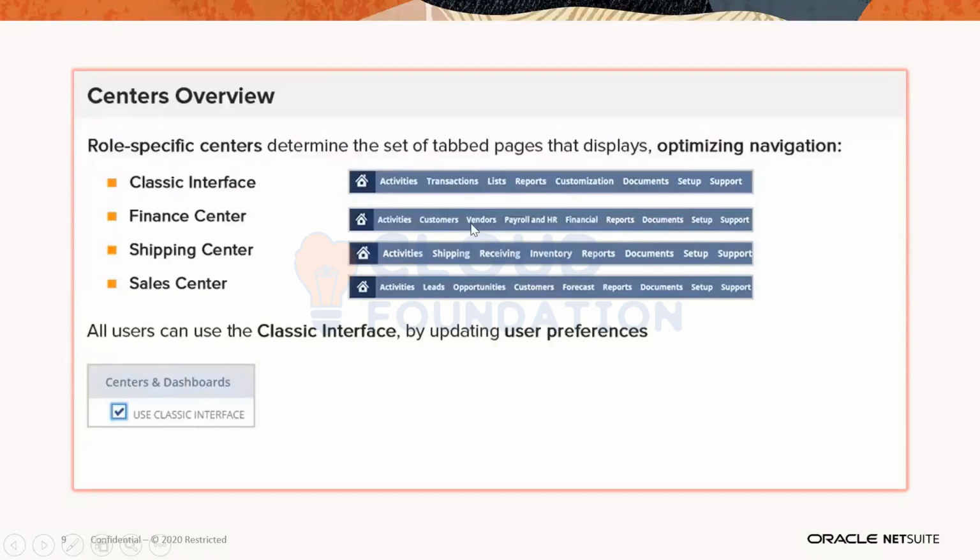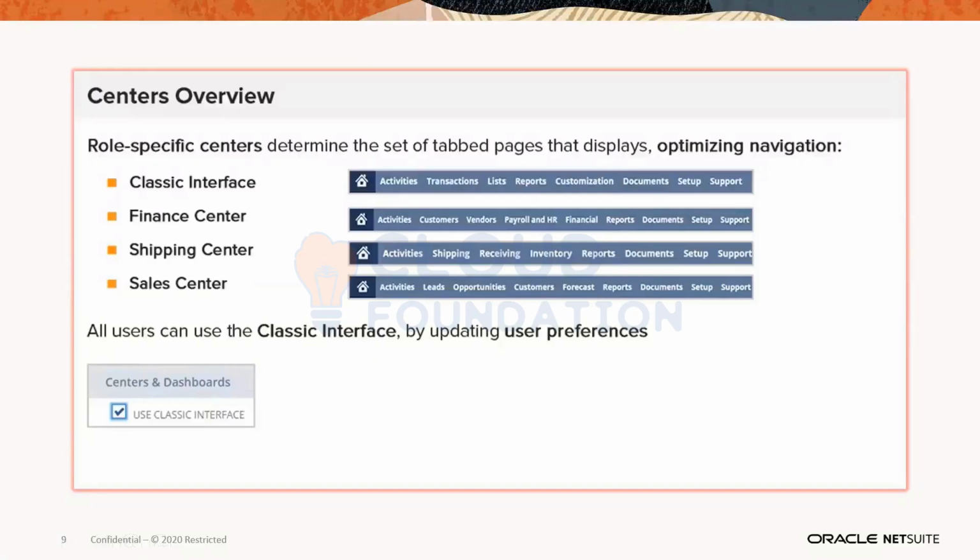So if you are giving it to an AP clerk, then customers will not be there. If you're creating an AR clerk, then vendors will not be there. So that is how it works. This is the shipping center and this is the sales center. So I told you this, all users can use the classic interface.